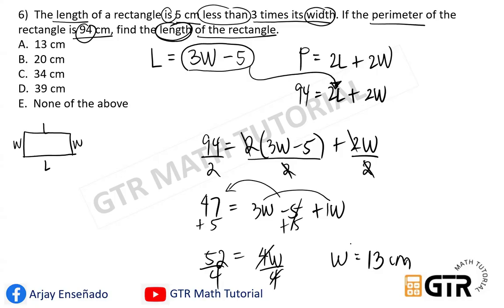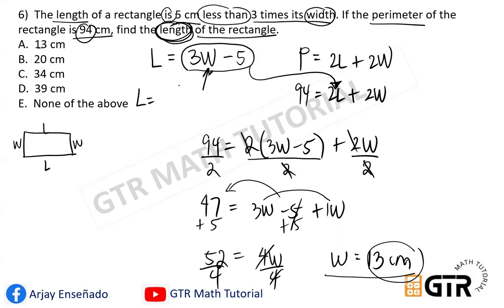So don't get excited. We have W in the choices. We have 13 centimeters in the choices. This is not the correct answer because we are looking for the length, not the W. So we will substitute these 13 centimeters to this W to get the value of L.